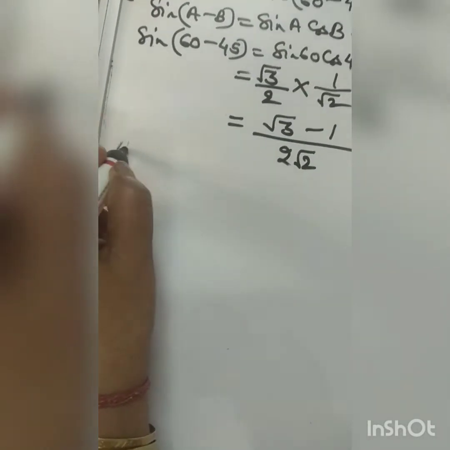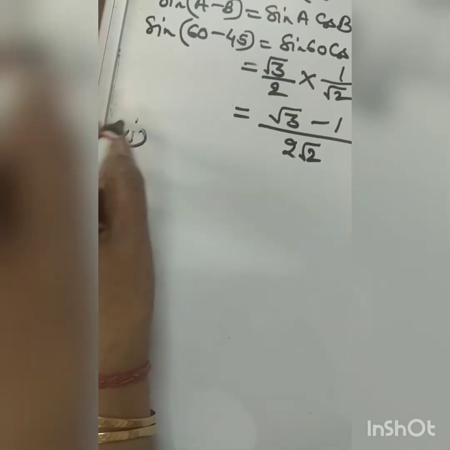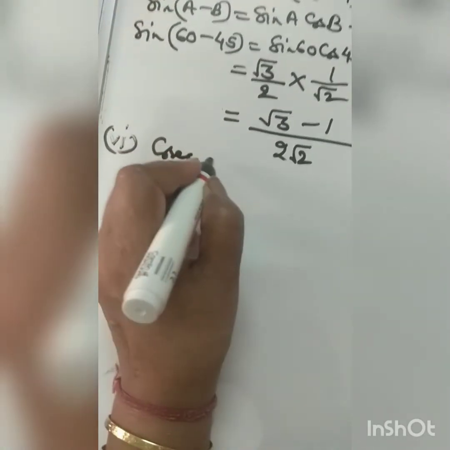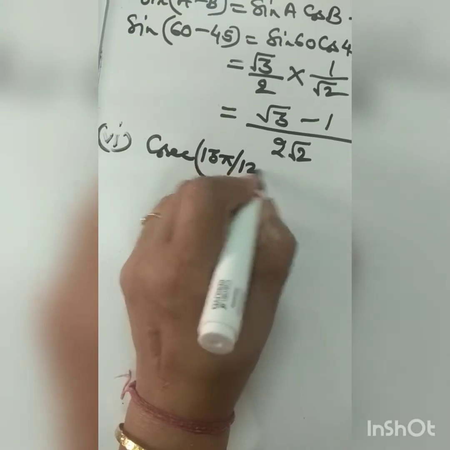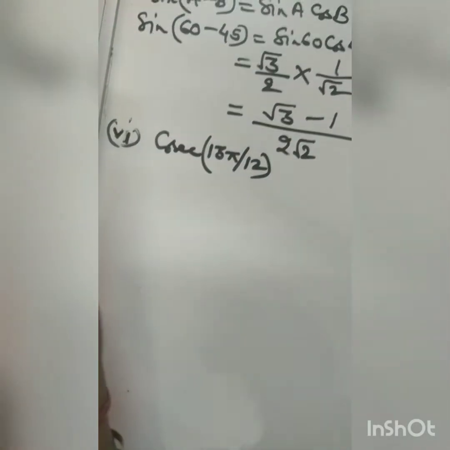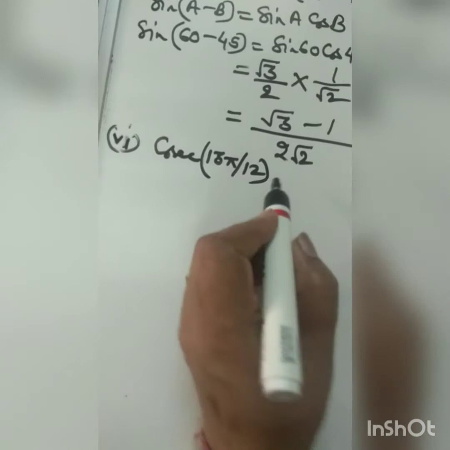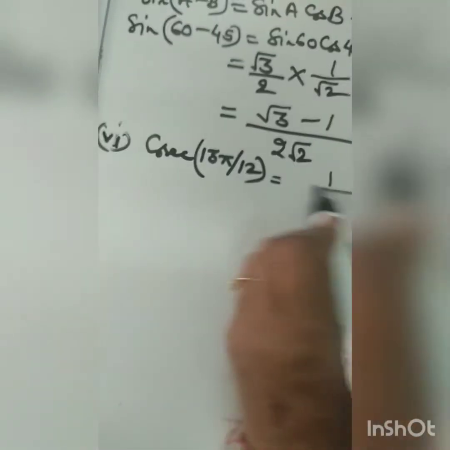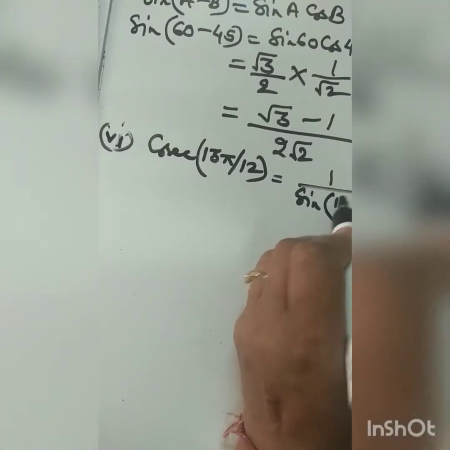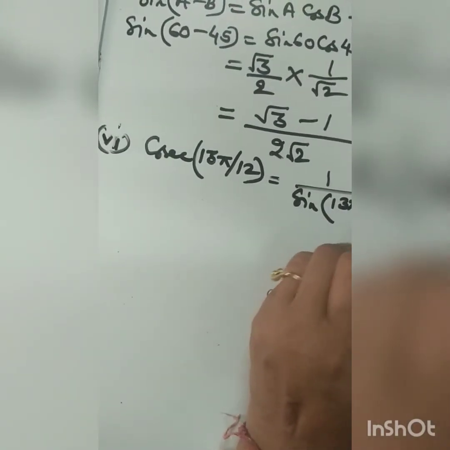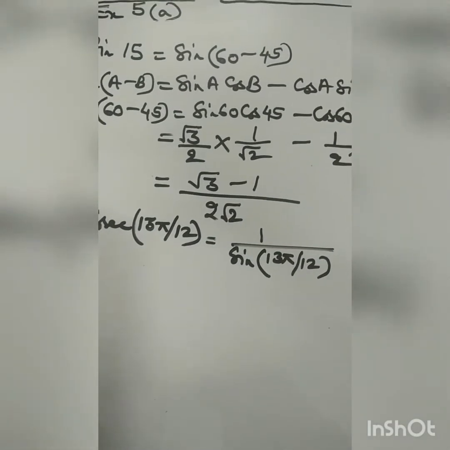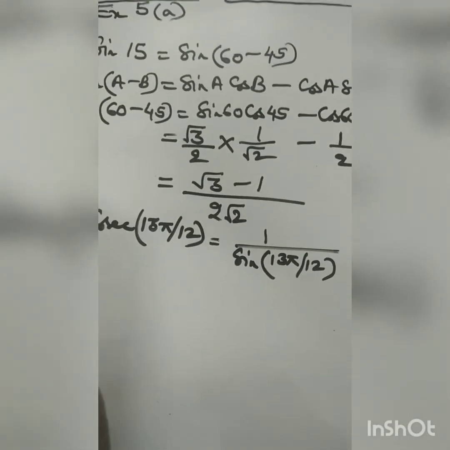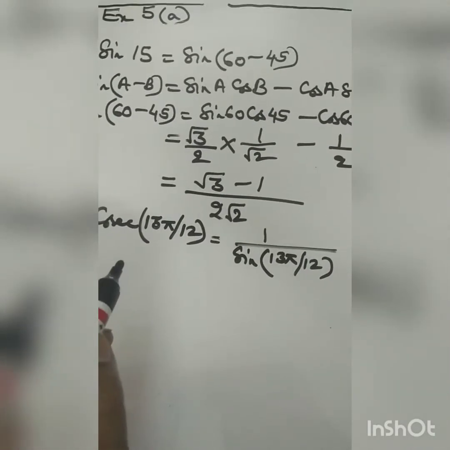The question says cosec 13 pi by 12. Now, first and foremost, since we all know cosec can be changed to sine, 1 upon sine 13 pi by 12, we can write like this. All of you are aware of changing cosec to sine, that is the reciprocal ratios.